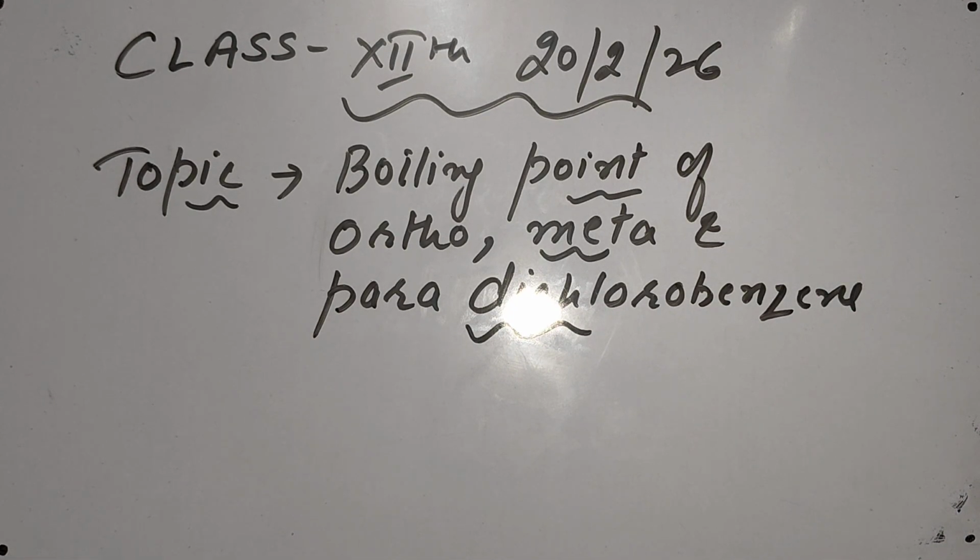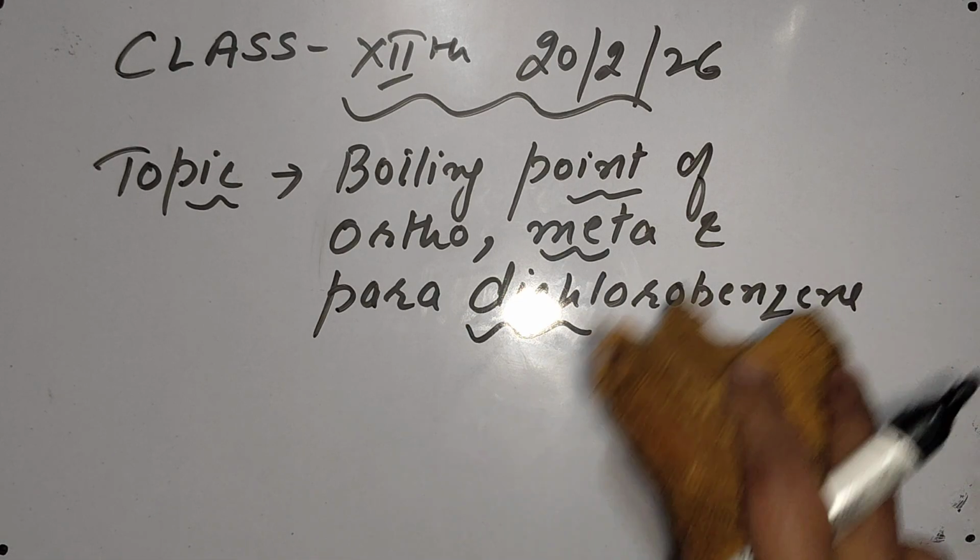Hello everyone. In the previous video we understood the dipole moment of ortho, meta and para dichlorobenzene. In this video we will understand boiling points. Let's first check the values.